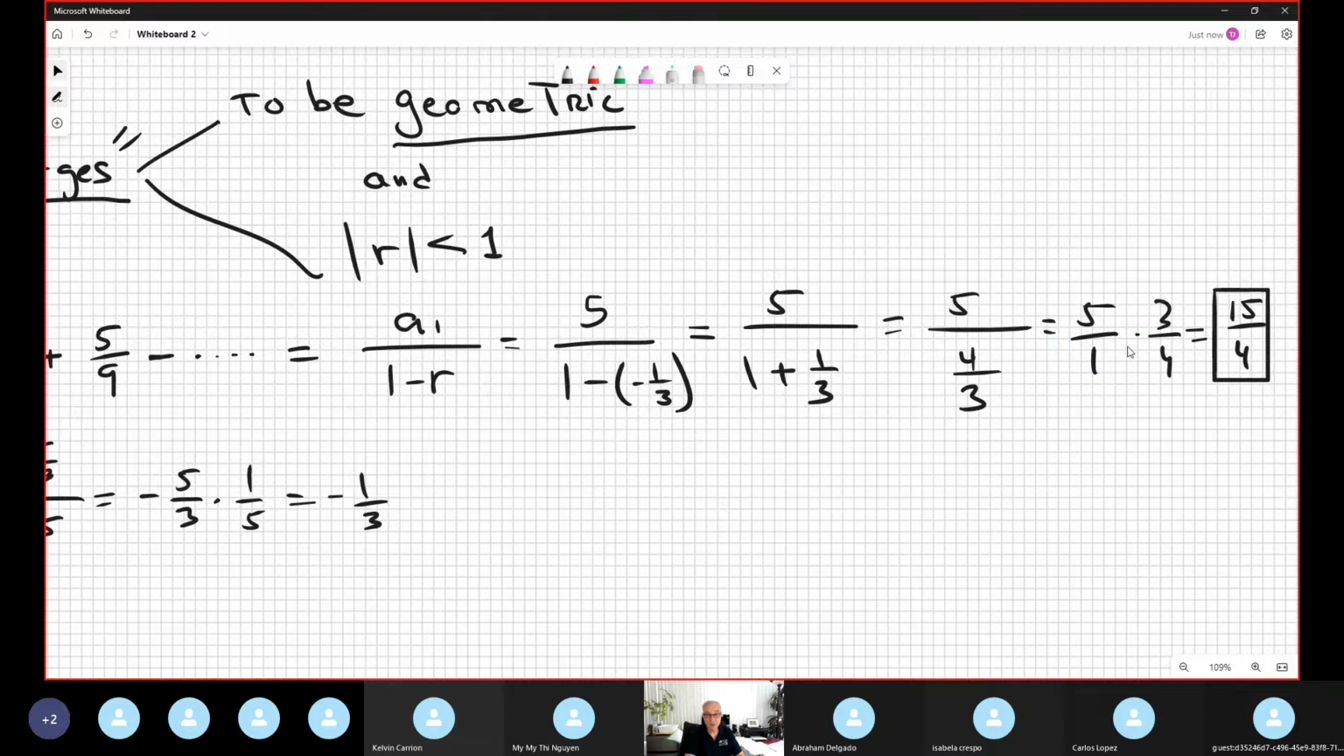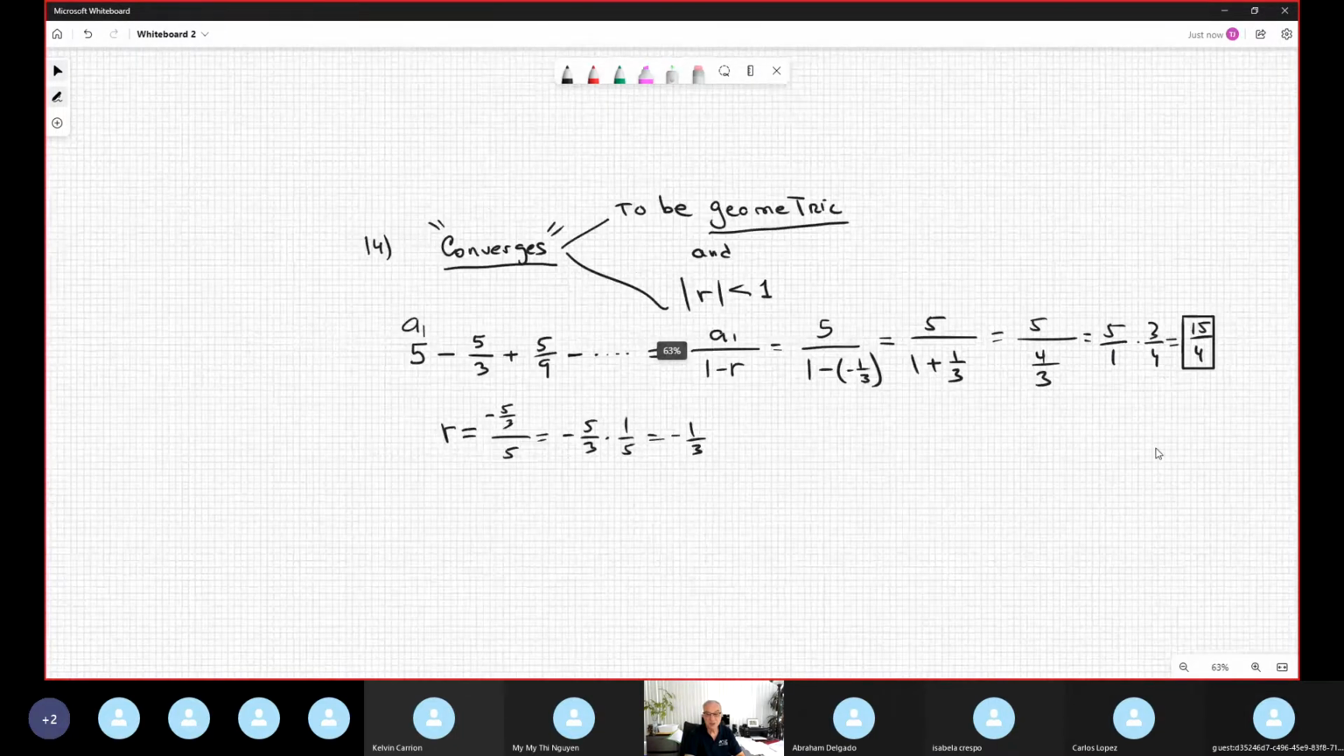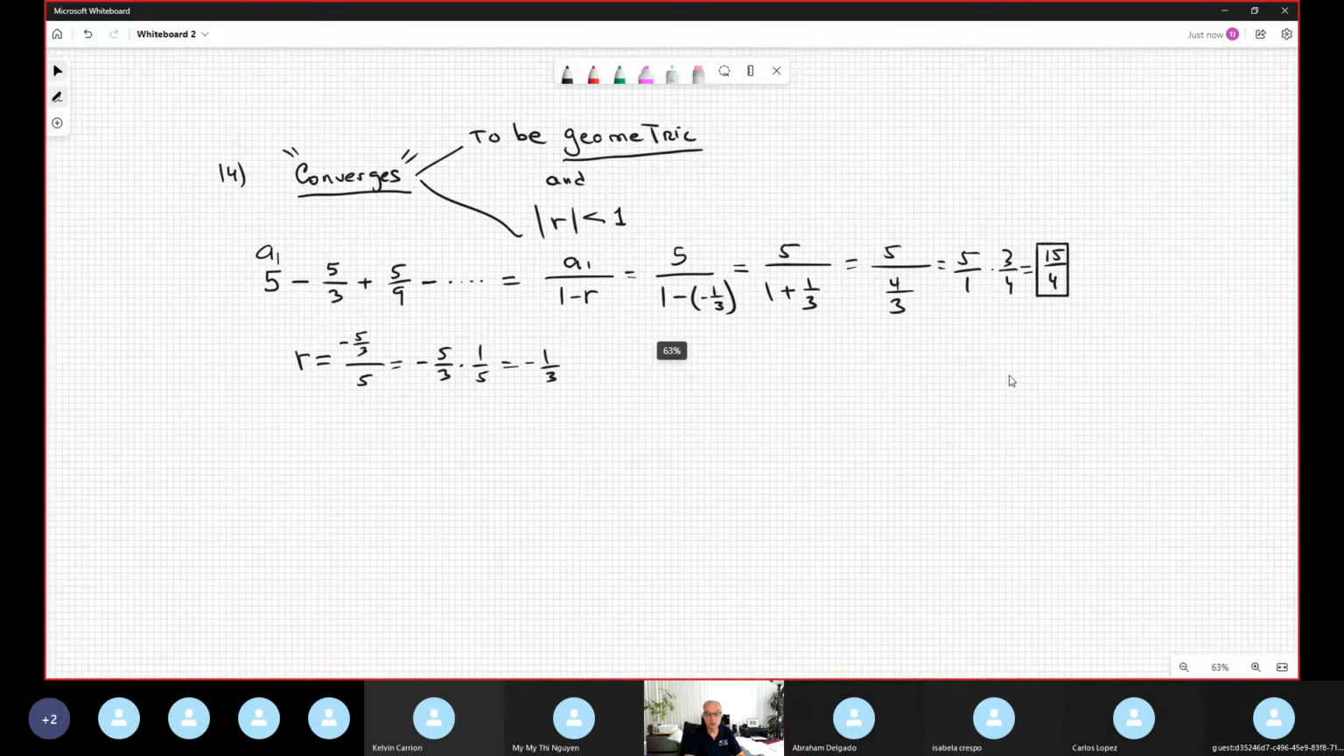Otherwise, it's divergent. And divergent means it can go to infinity, because the logical idea is that the summation of infinite elements goes to infinity, but no, in some special cases, no. It converges to one value, in this case 15 over 4.